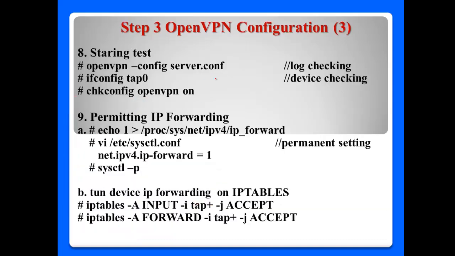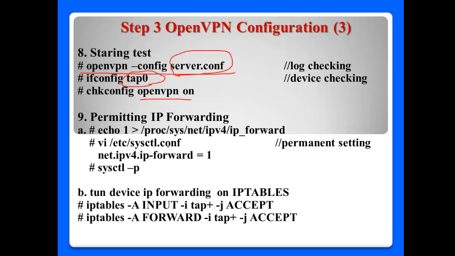Okay, and after that, we can start testing like this: OpenVPN --config and the server configuration file. After that, we need to check the tap device to see the exact IP address of this virtual device. And chkconfig, if we want to register this to each run level, we can use this command. And number 9, permitting IP forwarding.